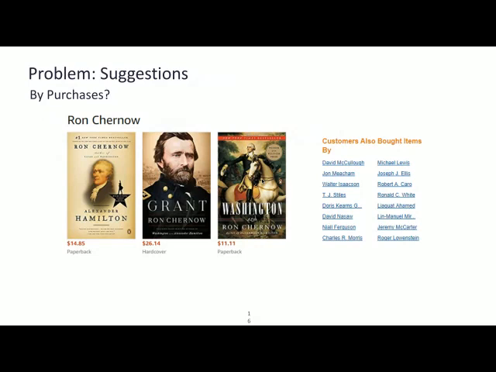If we look at how Amazon does this, I think everybody probably knows at this point, they use people's purchase history to make suggestions. Here I've taken a screenshot of a page from an author who wrote a famous biography of Alexander Hamilton. This incidentally was used as the basis for the musical that's become fairly famous. If you look at the related authors here, these are other people who write biographies, but the way that Amazon figures this out is by looking at people's purchase history and saying the people who bought this guy's books also bought these other people's books.